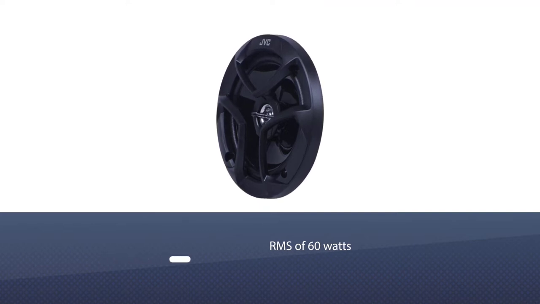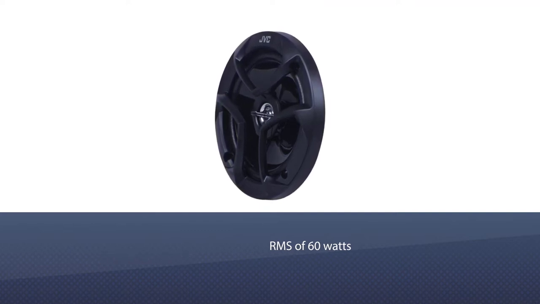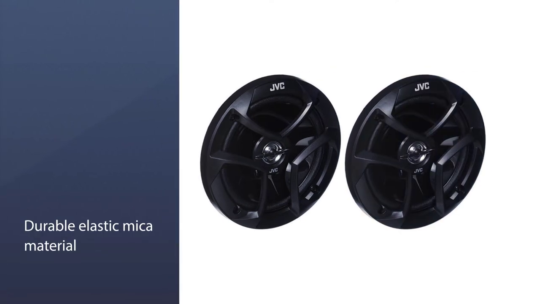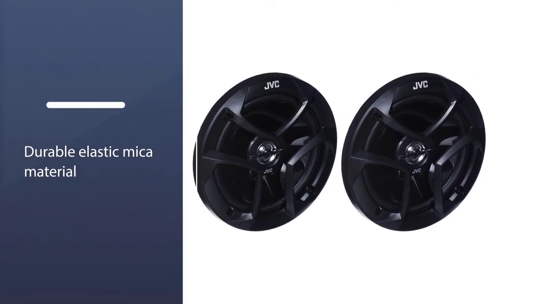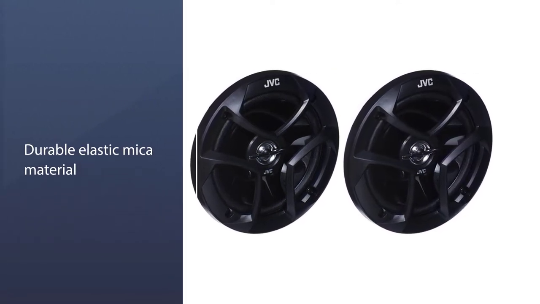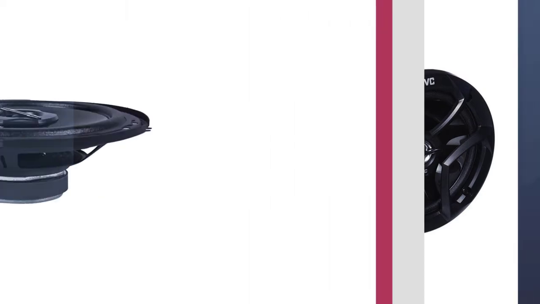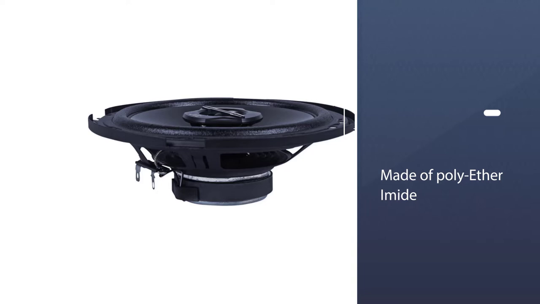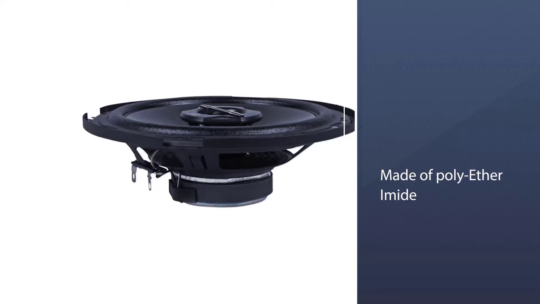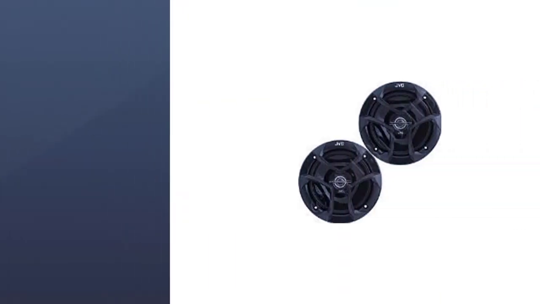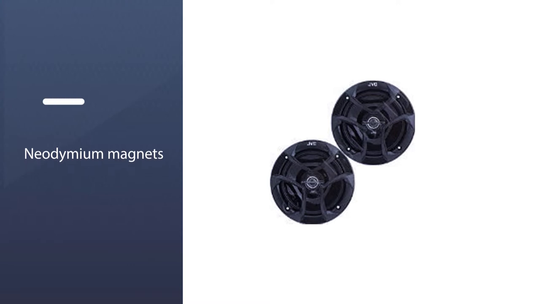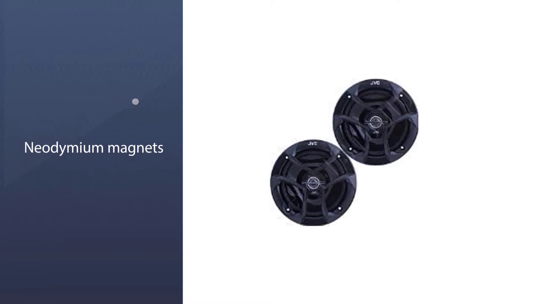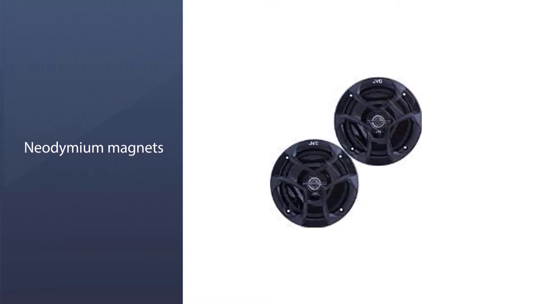The woofer cones are made with a durable elastic mica material with a ferrite metal design. This enables the speakers to supply smooth mid-range and low-end frequencies. The tweeters, on the other hand, are made of polyether imide and neodymium magnets. These materials work together to ensure the JVC CS series has a functional and high-performing lifespan.